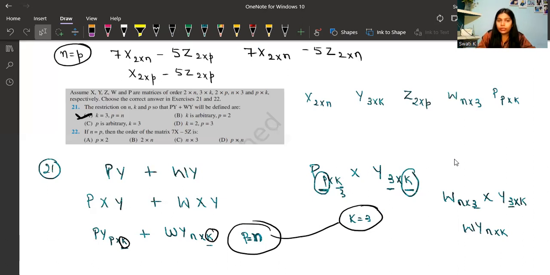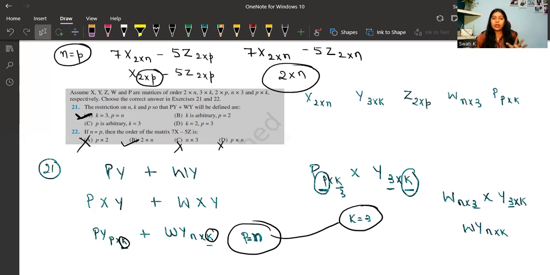That means the order can be 2 cross p or it can be 2 cross n. But we do not have 2 cross p. That means p cross 2. Remember, 2 cross p and p cross 2 are different. So this is incorrect. 2 cross n, we have 2 cross n. That is why 2 cross n is the answer. We do not have this, we do not have this. That is why the answer is 2 cross n. So the correct answer is option B.